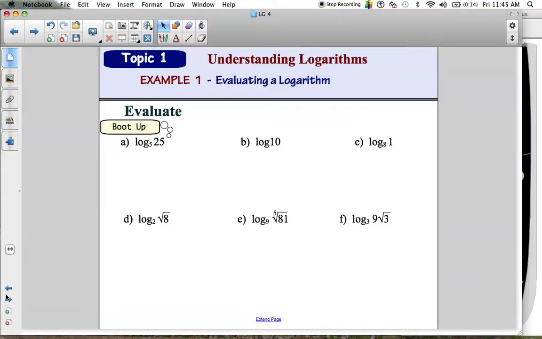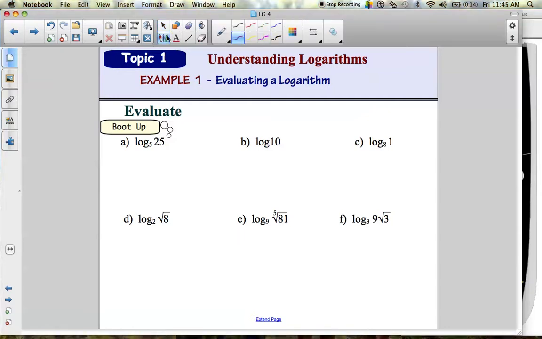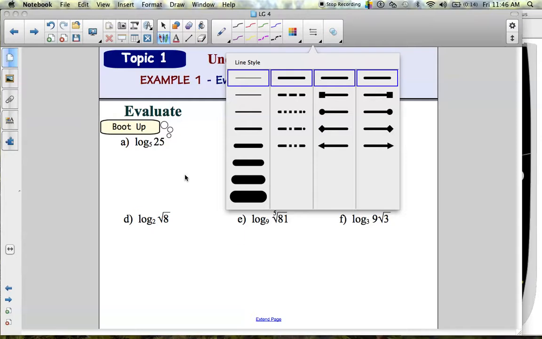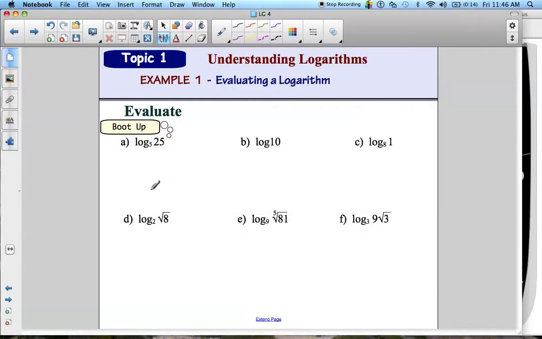All right, topic 1, understanding logs. So we are going to evaluate logs. So I'll get my pen here, and let's use purple. Now, when we evaluate a log, I think of automatically the boot up rule. And I'll show you the boot up rule. It works for me and I like it.